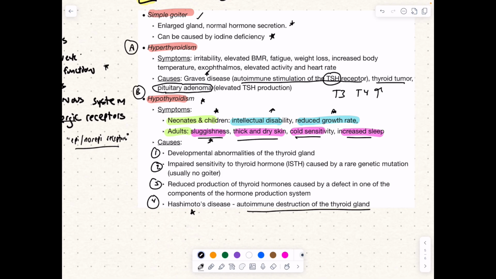What would cause hypothyroidism? Poorly developed thyroid glands, impaired sensitivity to thyroid hormone due to a rare genetic mutation, reduced production of thyroid hormones caused by a defect in the production system, and then, as we said, Hashimoto's.